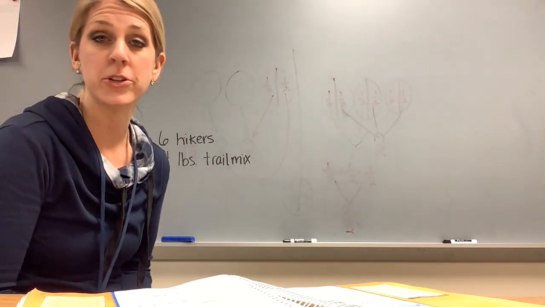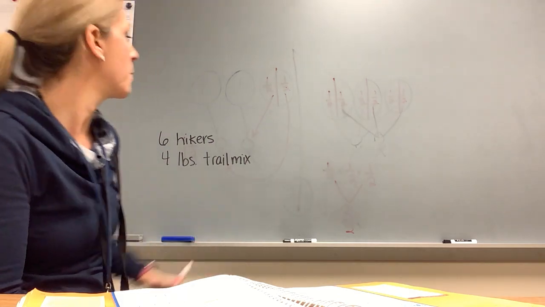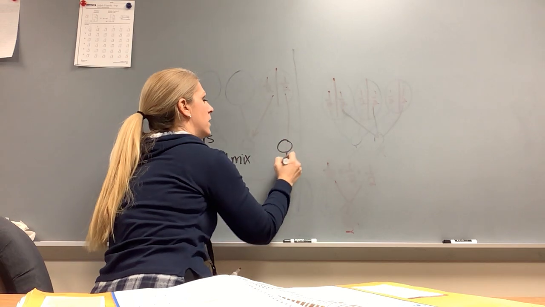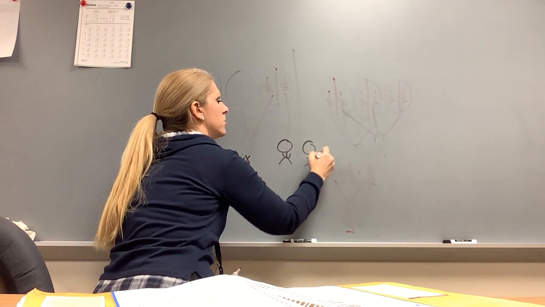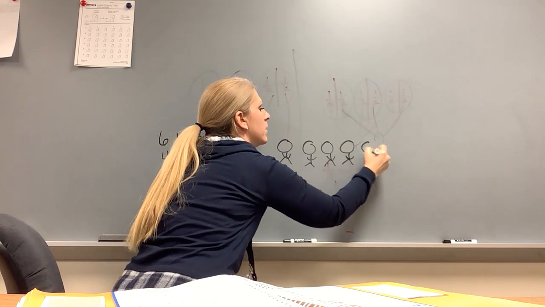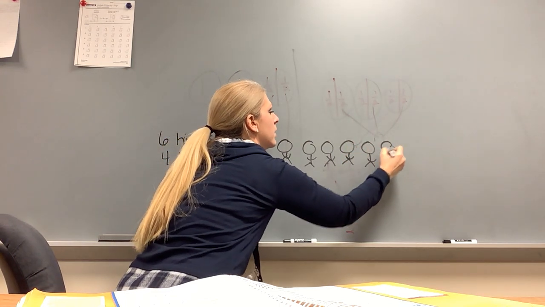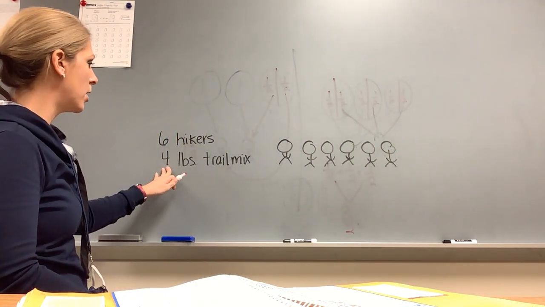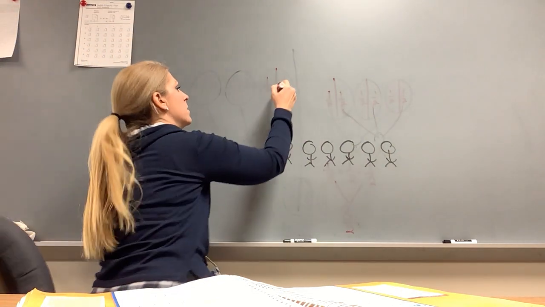Can we show a picture to represent how we would share this? Let's see. We've got 6 hikers. 1, 2, 3, 4. Let's keep going. 5 and 6. Here's our 6 hikers. And they're going to share 4 pounds of trail mix.